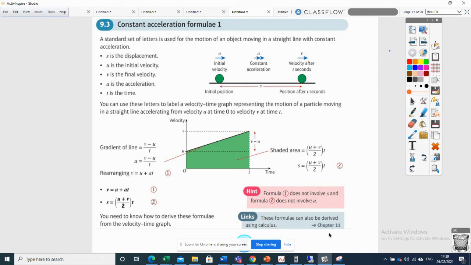Okay, so this is where we're going to derive a number of equations which we can use to answer problems later on. They're called the SUVAT equations, and they have 5 variables: displacement, which is S, initial velocity U, final velocity V, acceleration A, and T for time. This page summarizes it all, and we're just going to derive these equations.